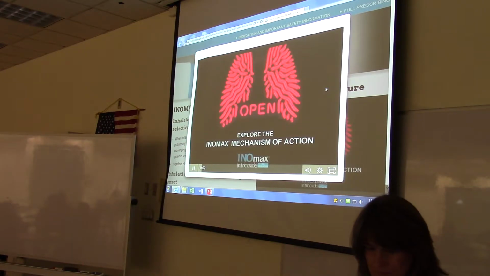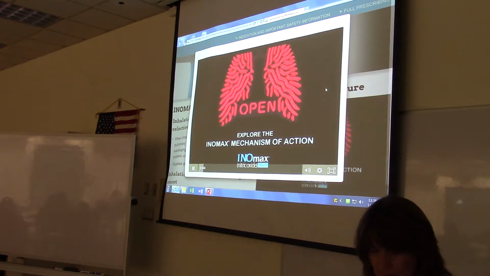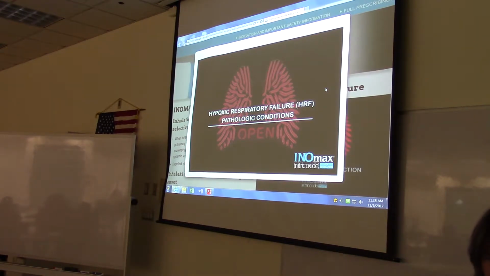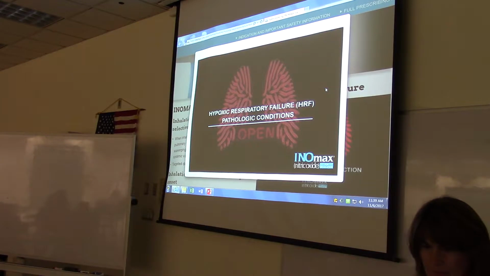Explore the mechanism of action of Inomax, nitric oxide for inhalation. Hypoxic respiratory failure, also known as HRF, is a condition that occurs when the cells in the body are unable to receive enough oxygen. HRF is a serious condition for newborn infants. In term and near-term infants, the primary cause of HRF is blood vessels in the lungs that are constricted, limiting blood flow from the heart to the lungs.